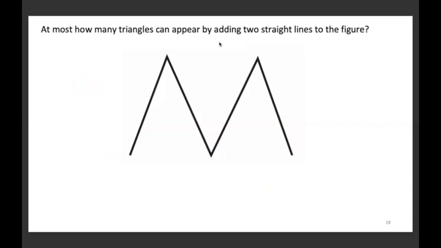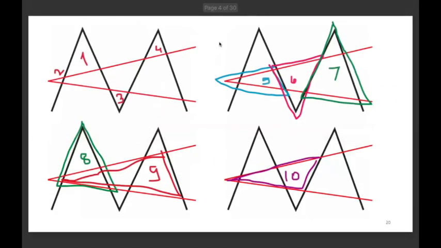At most, how many triangles can appear by adding two straight lines to this figure? Maximum, how many triangles can we get by just adding two straight lines in this figure? Okay. So this is how the straight lines will happen. The red lines that you see here are how the straight lines will be drawn.